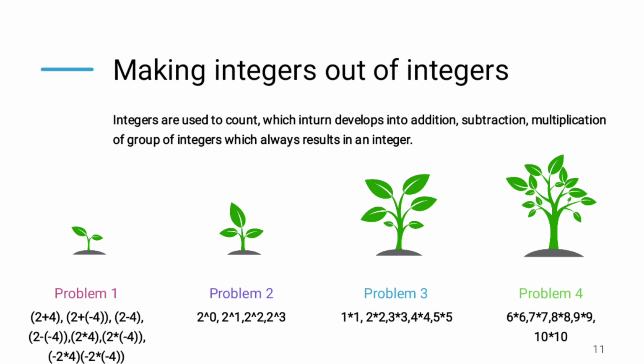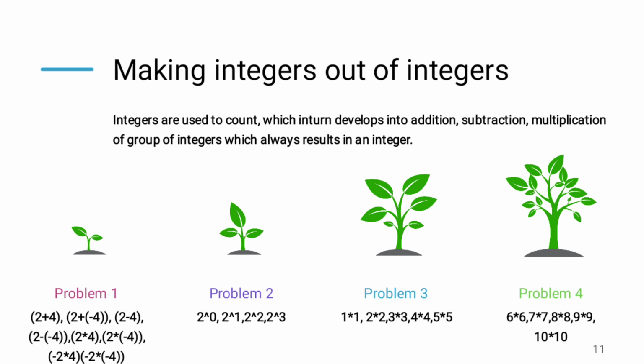As I said before, integers are nothing but counting numbers. But counting develops into addition. Addition is counting, subtraction is counting, multiplication is counting. As these operations are used in counting, if you do any operation with any integer, the resulting number would also be an integer. So using integers, you make different integers.